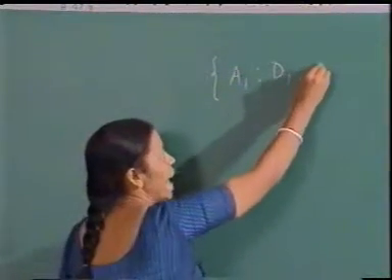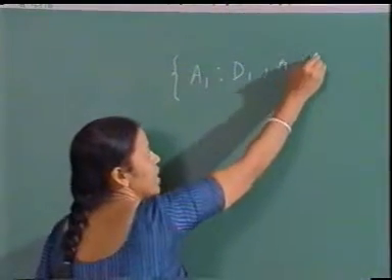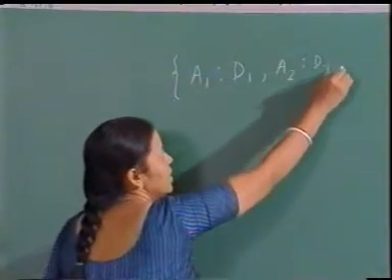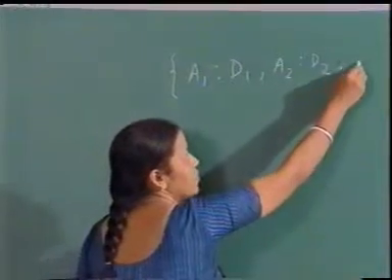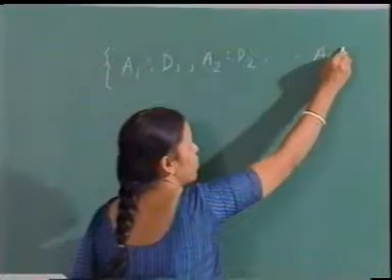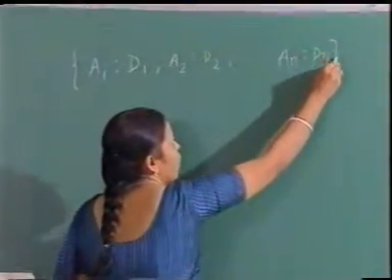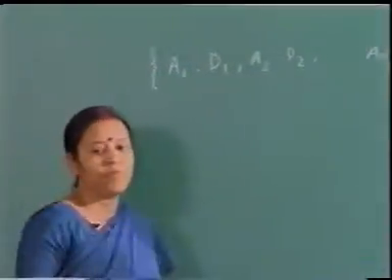Similarly, it can consist of the second attribute and the second domain. Just like this, you can have a number of attributes, for example, n number of attributes, and Dn is the domain name of the nth attribute.